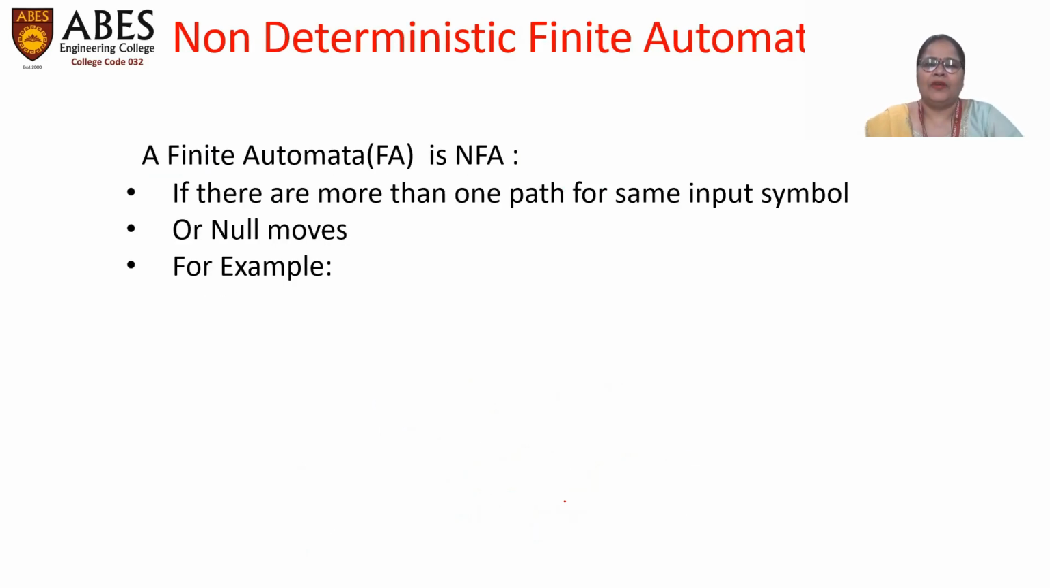So what is the NFA? NFA is the first kind of automata. Automata can be represented in three ways: either by a table, or by a graph, or by a transition function, right? So one finite automata is the NFA. NFA means non-deterministic finite automata, meaning there is a state of confusion. How is confusion created? If there is more than one path for the same input symbol.